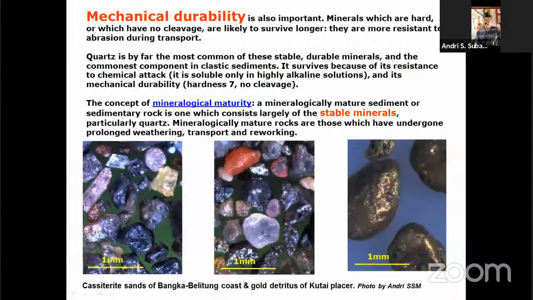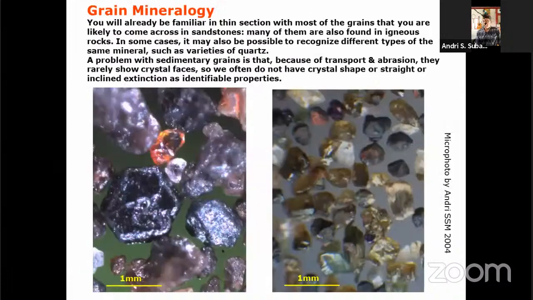So this is some microscopic image that I photographed of tin sand from Bangka Belitung. It is rich in cassiterite and also some zircon and monazite. Sometimes when we are lucky, we can also get some gold nuggets, for example in Kalimantan, in the southern part of Kalimantan.